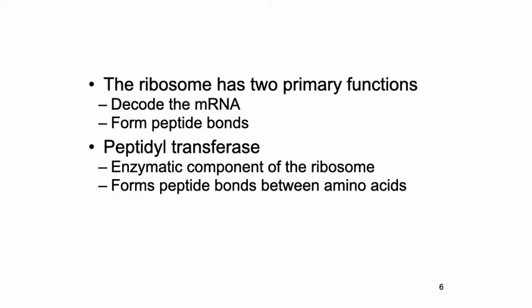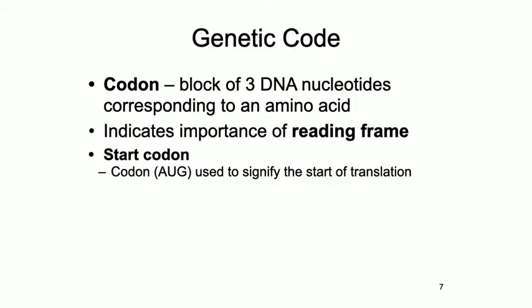Now, how does the translation actually take place? We're going to go step by step in just a minute, but one last thing I want to tell you about is the so-called dictionary of how you translate words, quote unquote, between the language of nucleotides and the language of amino acids. So to go from mRNA to a protein, the words, quote unquote, necessary are made up of codons. A codon is a block of 3 nucleotides that correspond to a specific amino acid.